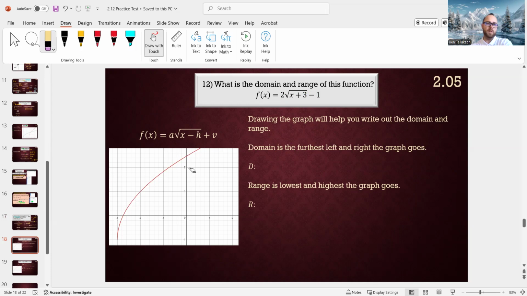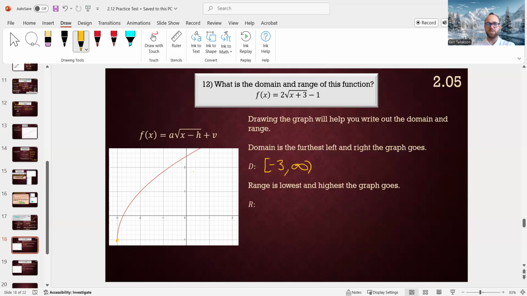But that's really the hard part because after that, you're just listing domain and range based off what you see. The furthest left x value is -3. And keep in mind, this is a radical function, so this point is included. We're not dealing with vertical asymptotes when we're looking at this problem. So that point is included. That's the furthest left it will go, but it will go right forever.